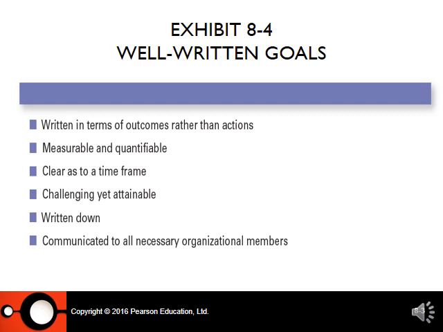Number one, you should write your goals in terms of outcomes rather than actions. So don't explain the actions needed in order to implement your goals, but rather focus on the outcomes that you intend to achieve. So in the previous parts of the online lecture on planning, I was always mentioning the goal of increasing the productivity level by 3% in the coming year. So here we are talking about outcomes.